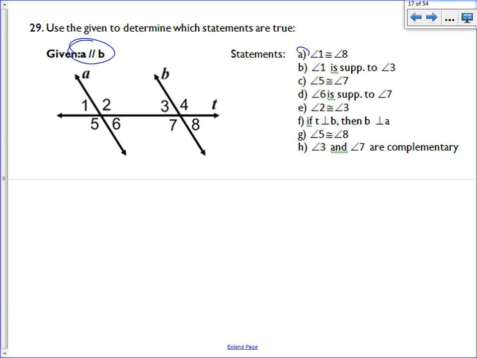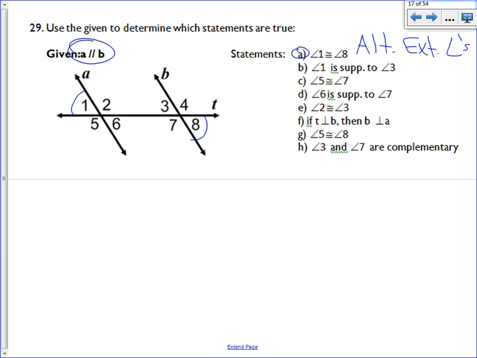So let's look at 1 and 8. Are angles 1 and 8 congruent? They are. What's the reason? They're alternate exterior angles. And alternate exterior angles are congruent when you have lines that are parallel.